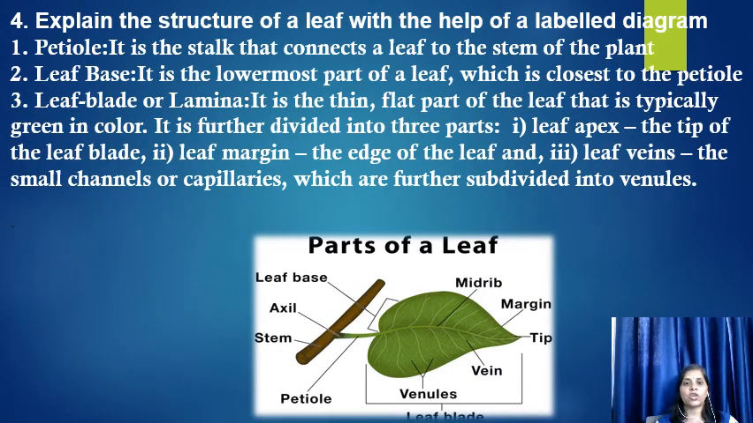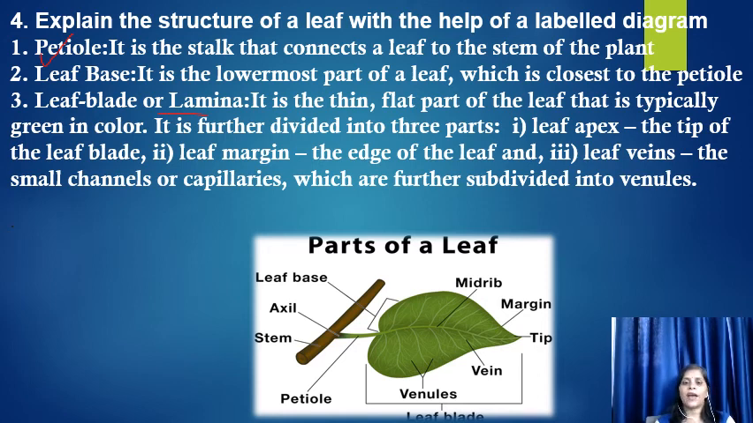Explain the structure of a leaf with the help of a labeled diagram. Okay, here you have to explain the structure of the leaf and you have to draw a diagram of a leaf. This is the petiole. It is the stalk that connects a leaf to the stem of the plant. Leaf base: it is the lowermost part of a leaf which is closest to the petiole. Leaf blade or lamina: it is the thin flat part of the leaf that is typically green in color.